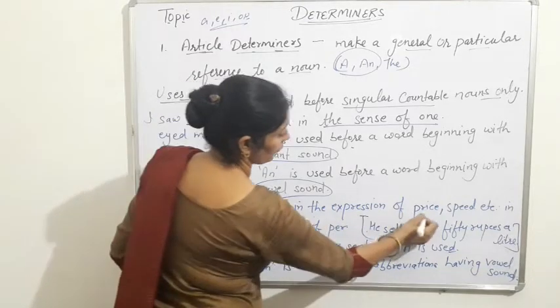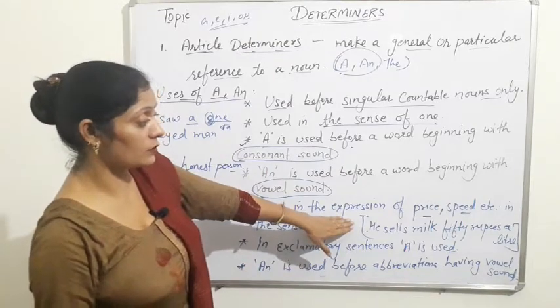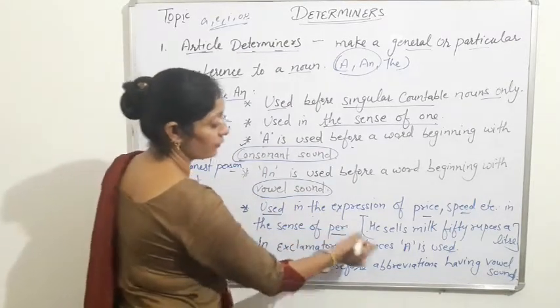Next one is used in the expression of price or speed. When we use a in the expression of price or speed, it gives the sense of per.